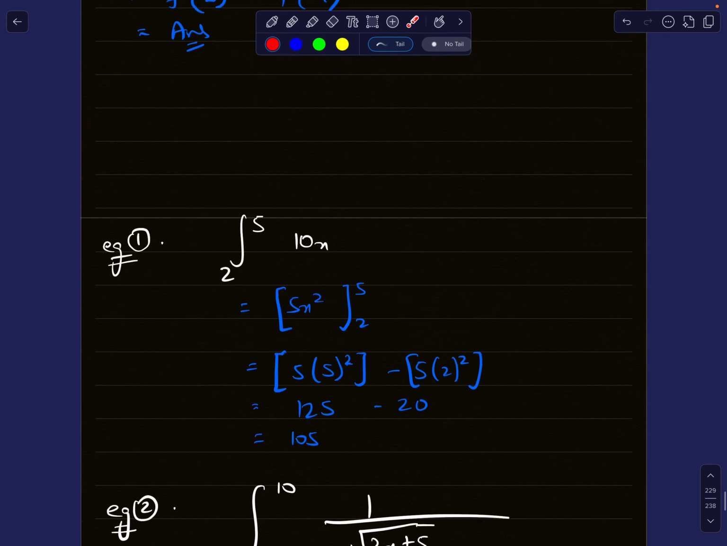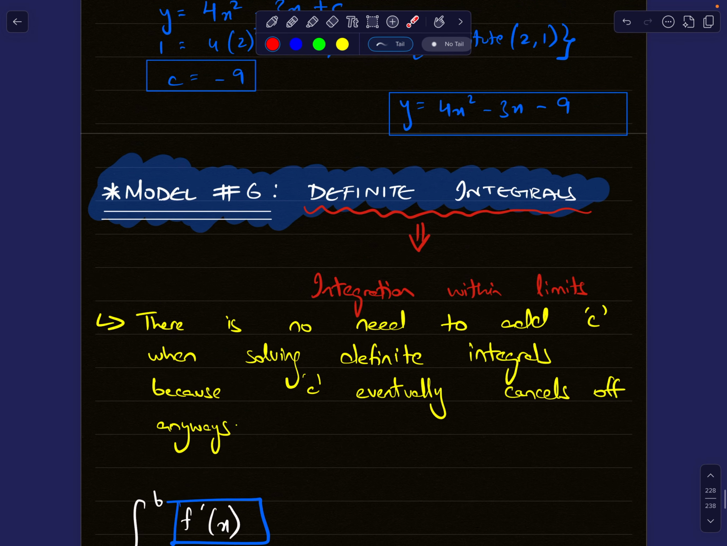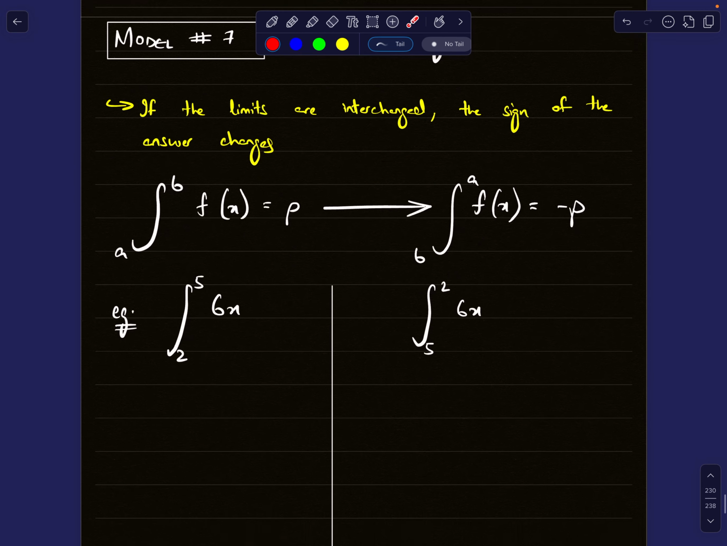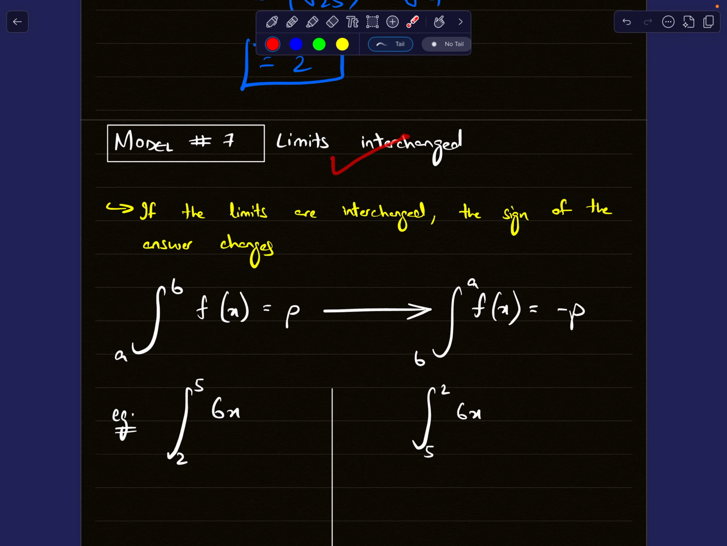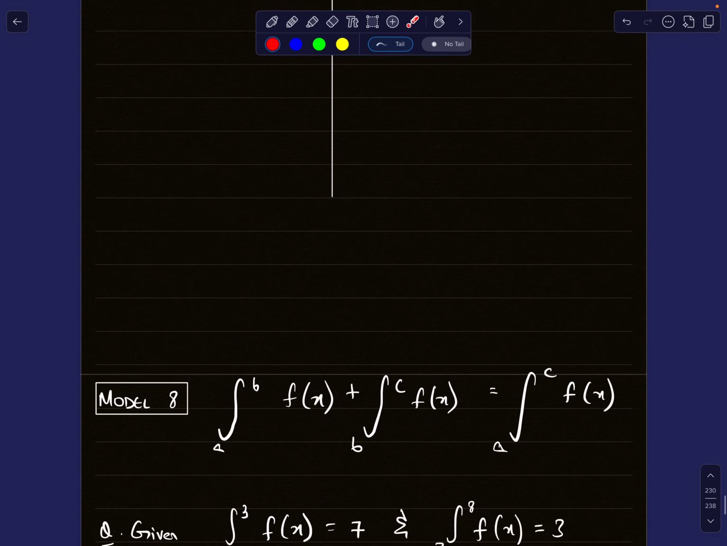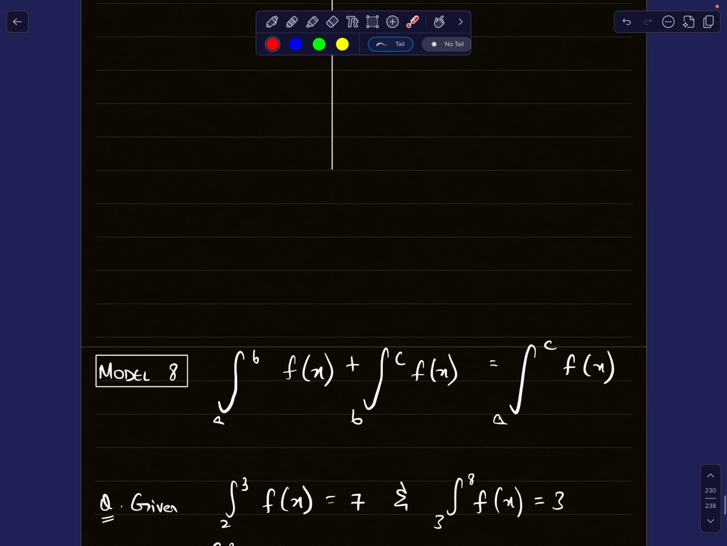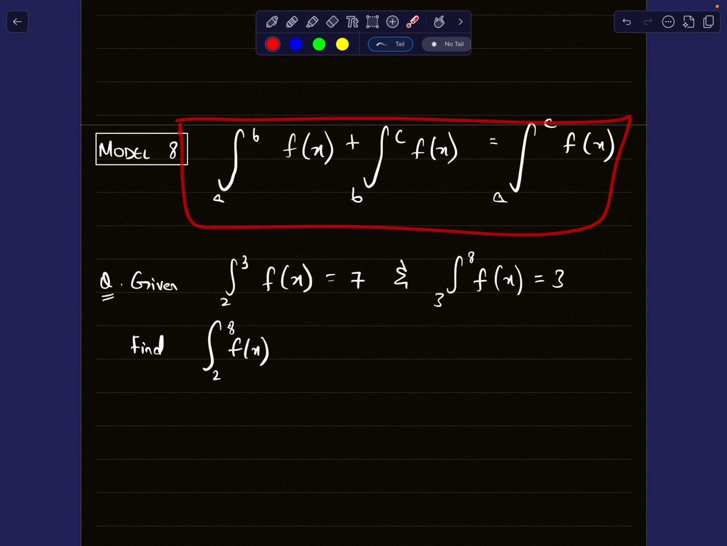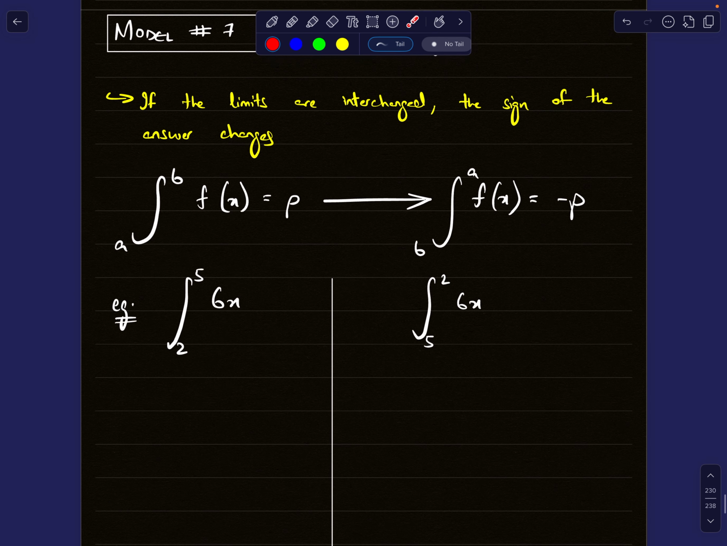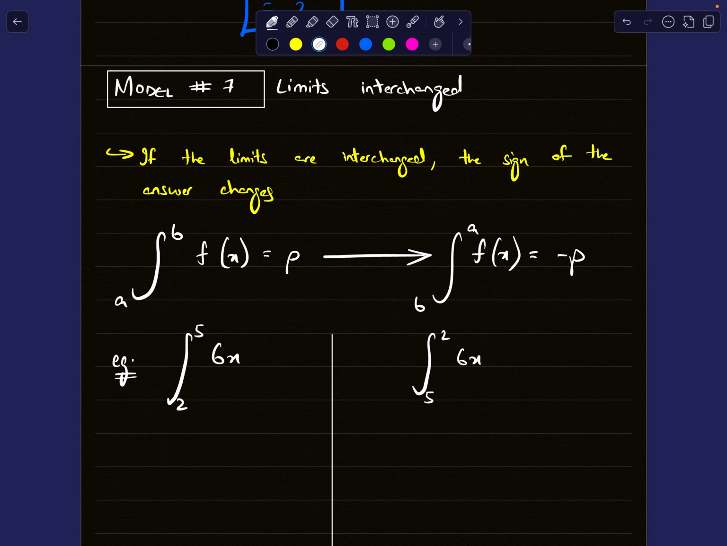So we covered definite integrals, or integration with limits, in the last lecture, but we did not cover advanced concepts such as the limits being interchanged, or when we have something like this. That is, we are given this and maybe asked to find this, or we have to apply some other or similar concept to find this. So first of all, let's look at what we do when the limits are interchanged.